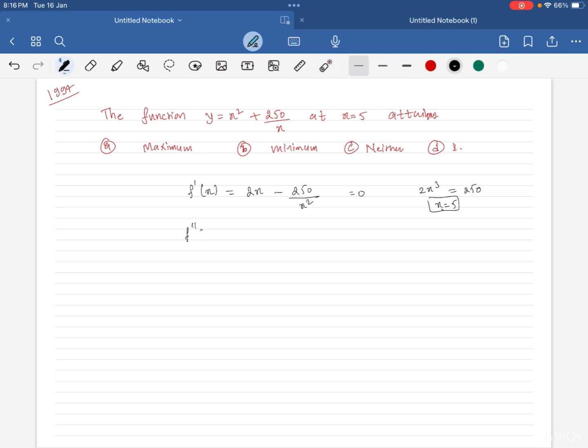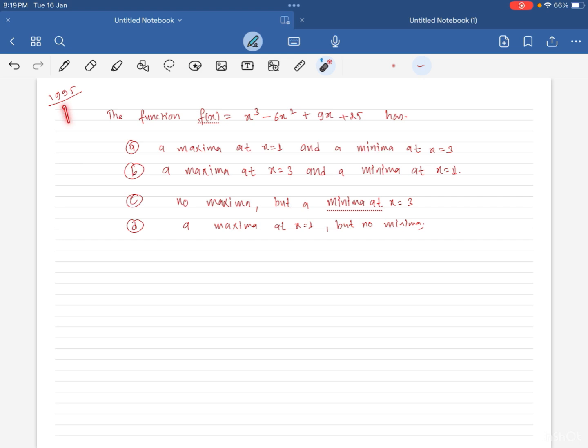So we will find the double derivative, that will be 2 plus 250 into 2 divided by x cube, right? So now you can check at x is equal to 5, the double derivative is greater than 0. That means this x equals 5 is a point of minima, so you will get the minimum value, and the correct answer for this is B.